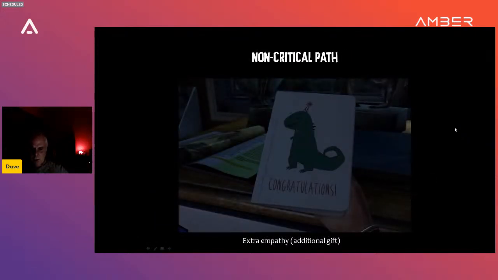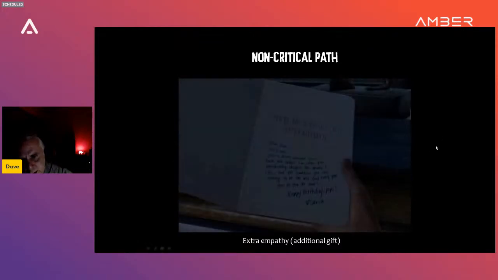There's a non-critical path, of course, extra empathy in the card. Should you search Sarah's drawers? Dear Dad, let's see, you're never around, hate the music I'm into. Practically despise the movies I like, and yet somehow you still manage to be the best dad every year. How do you do that?